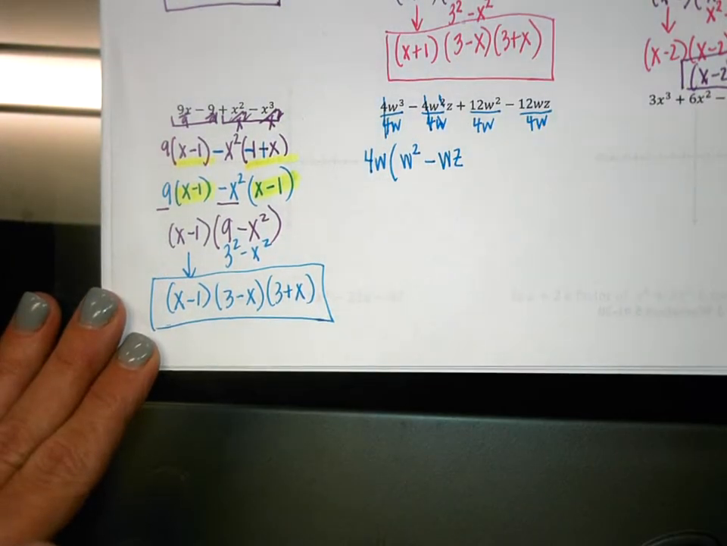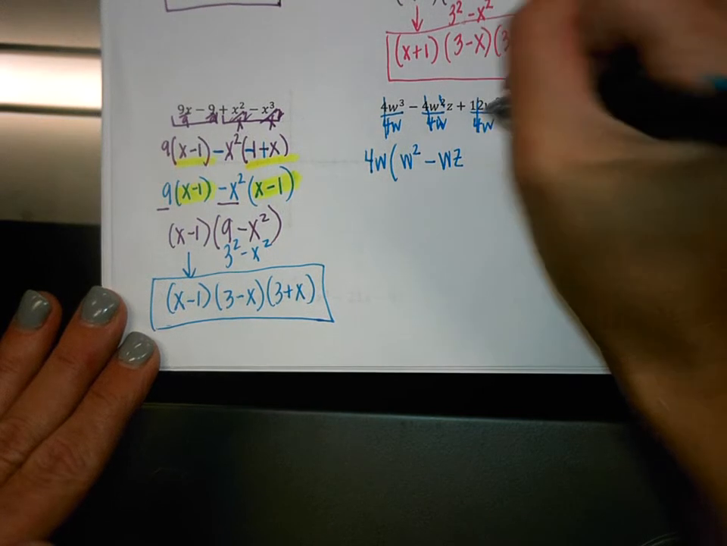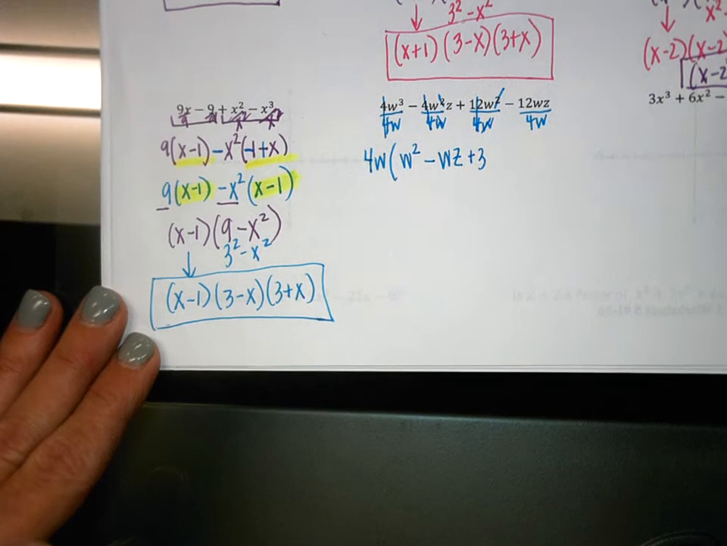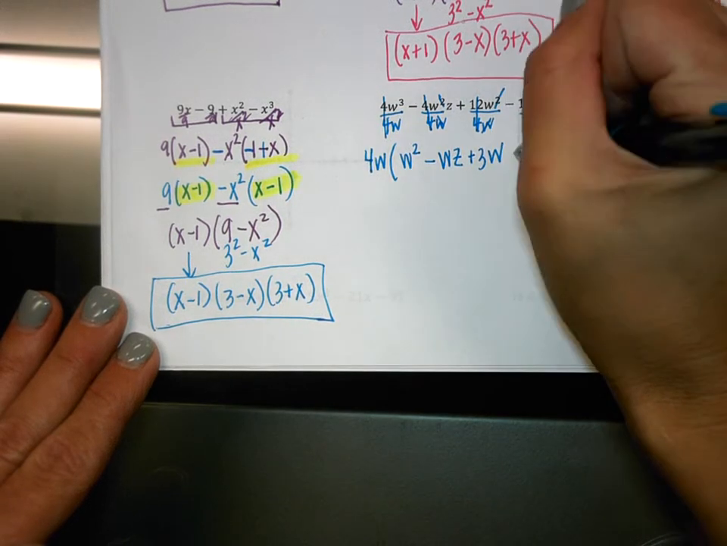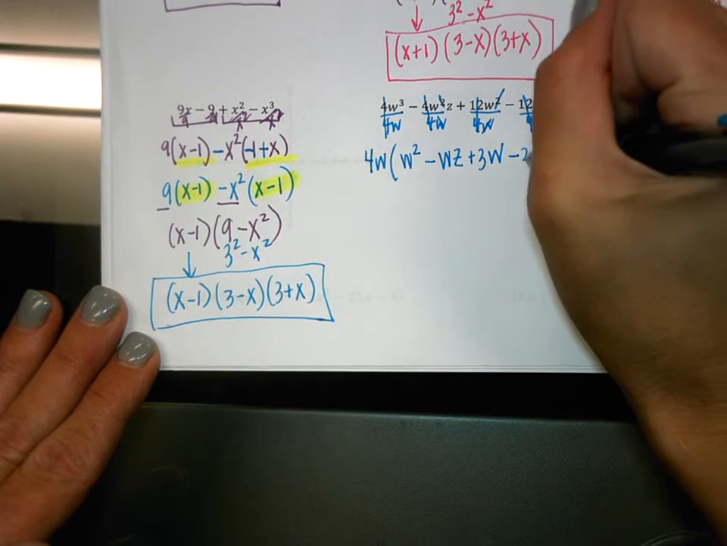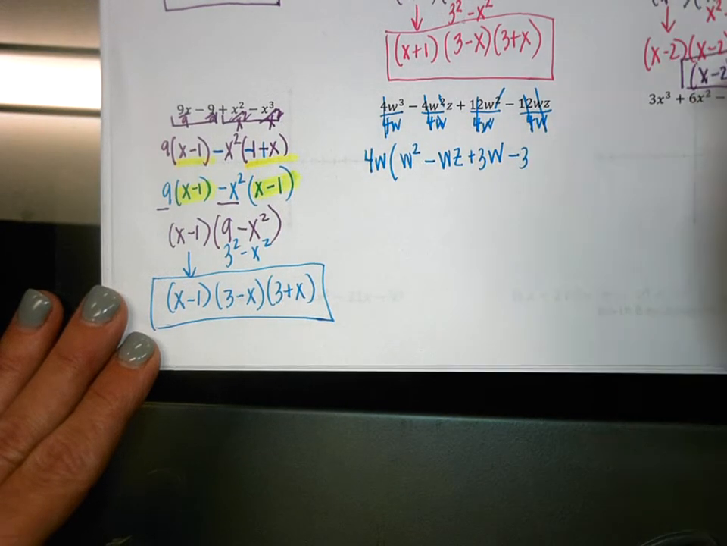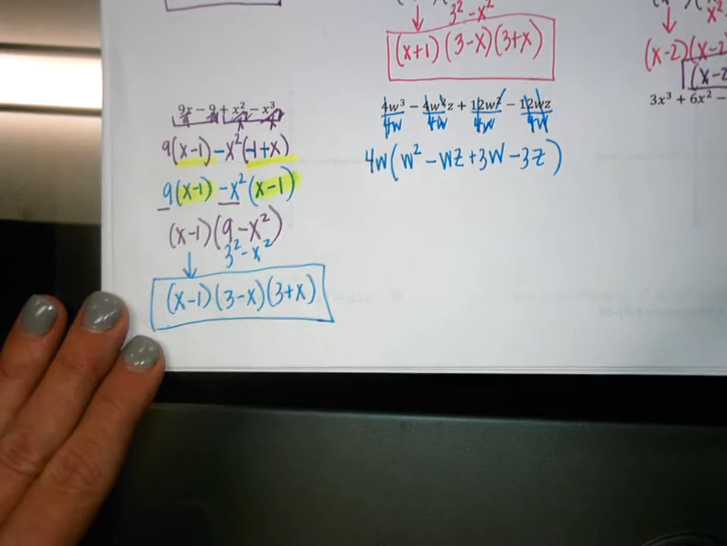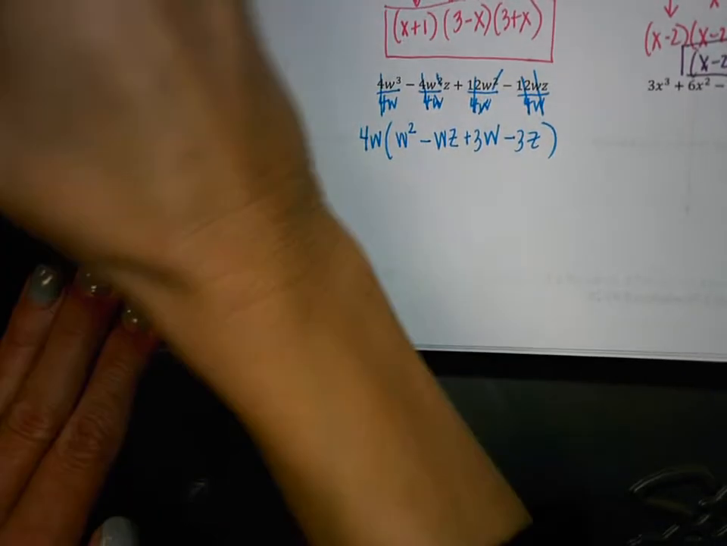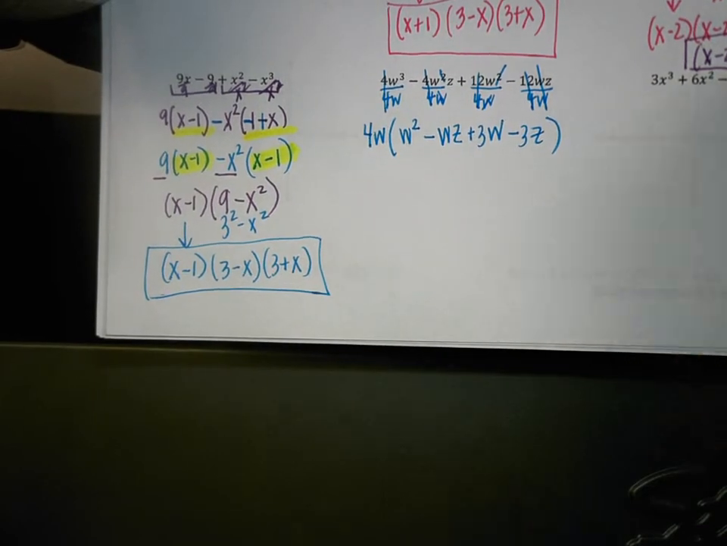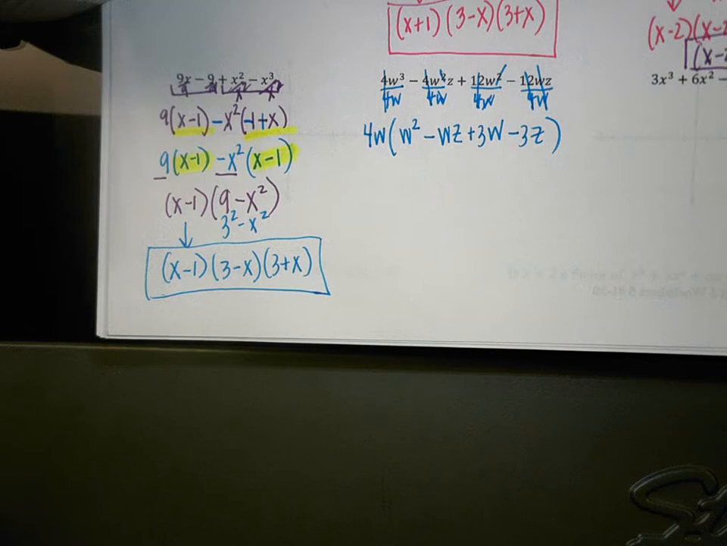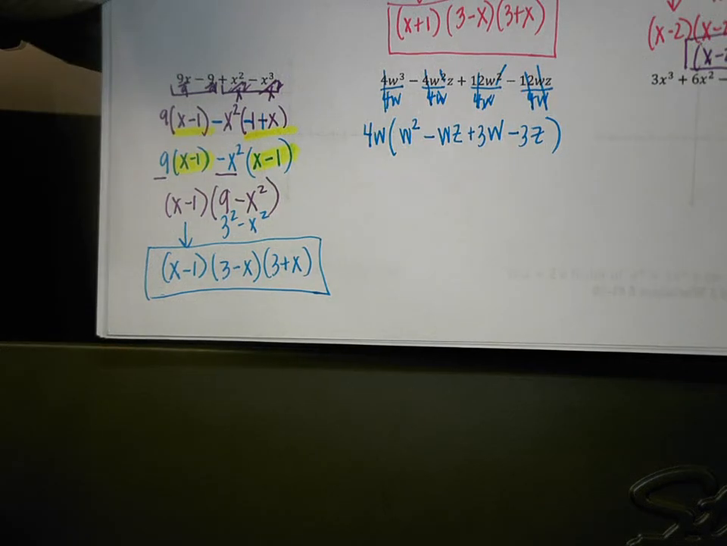The next term, 12 divided by 4 makes a 3. One W cancels out, and you're just left with a W. Minus 12 divided by 4 is 3. The W's cancel out, and we're just left with a 3. Now, it's important to know that this is still part of our answer, but it's already been factored. It's already been taken out, right? So what will be our next step now?